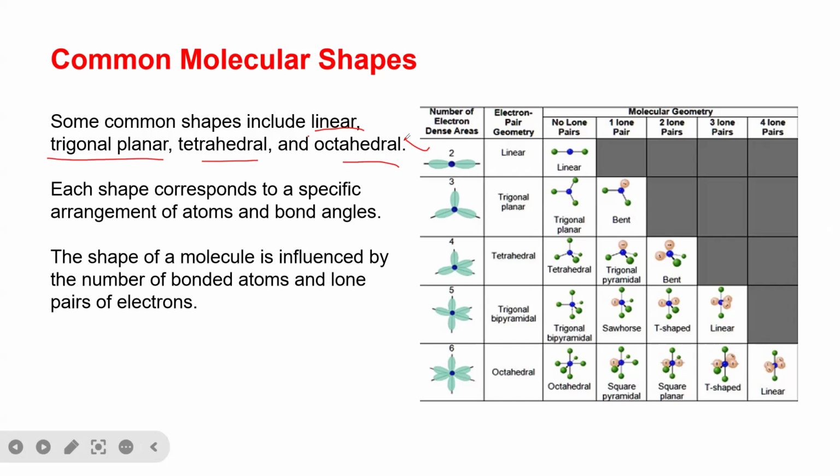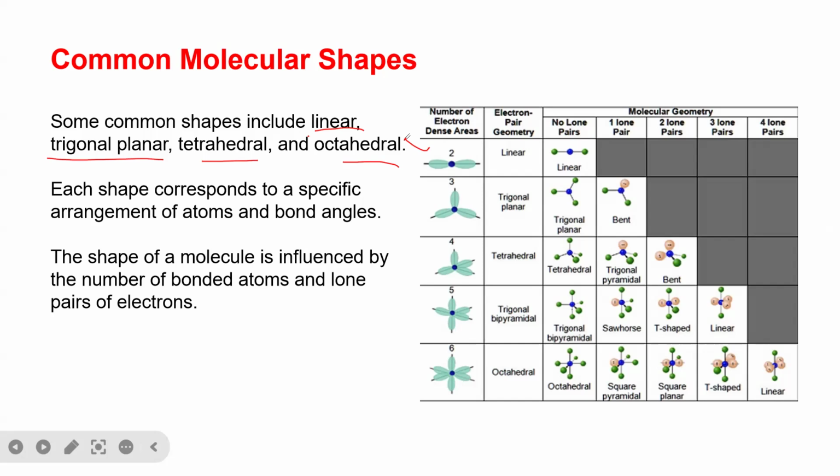And when there are two lone pairs of electrons in the tetrahedral molecule, it changes to a bent shape. Then trigonal bipyramidal: if there is no lone pair of electrons, the shape remains trigonal bipyramidal. When there is one lone pair of electrons, it changes to seesaw. When there are two lone pairs, it changes to T-shaped. And when there are three lone pairs of electrons, it changes to linear.